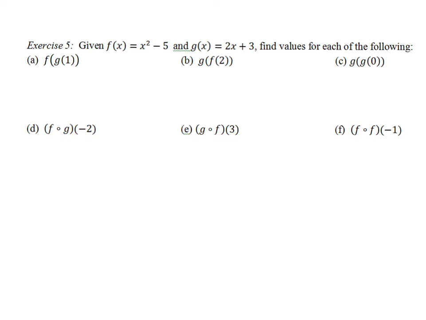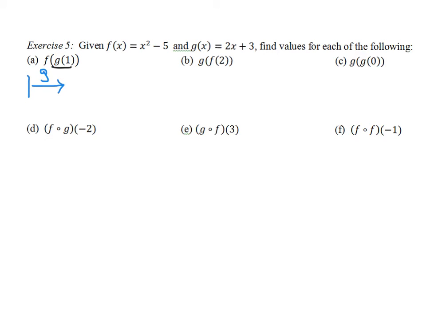For exercise 5, we will take a look at the composition of the functions f of x and g of x. F of x is defined as x squared minus 5, and g of x is defined as 2x plus 3. So in the first example, we want to take a look at the function value of f of g of 1. When we are doing composition, as we are in this example, we always begin with the inside function. So we are going to start with the input 1.